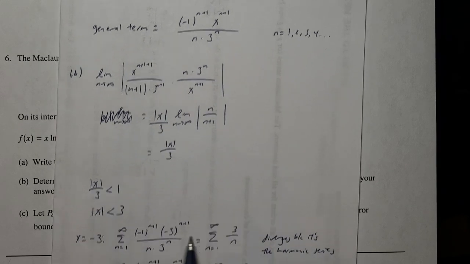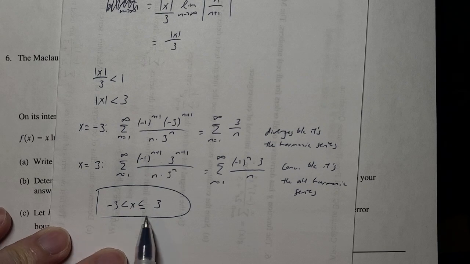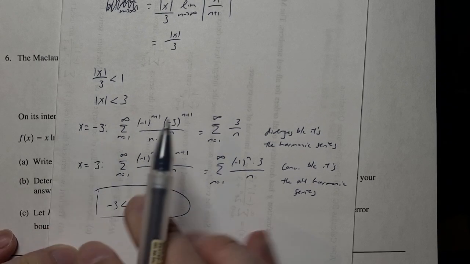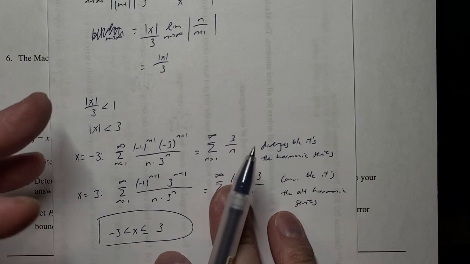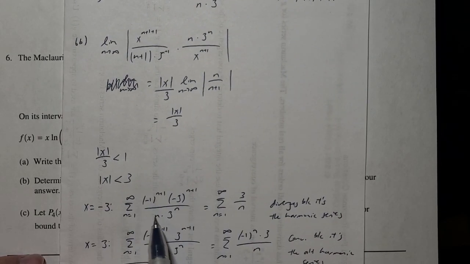We have to check our endpoints, because it's this right now, but we don't know if it's equal or not at the endpoint. So we check x is minus 3, plug in minus 3 into here. I would write the summation notation, okay? This simplifies to 3 over n.